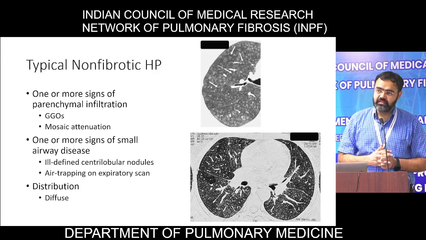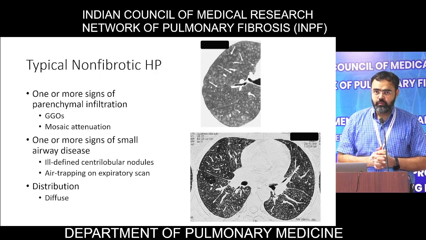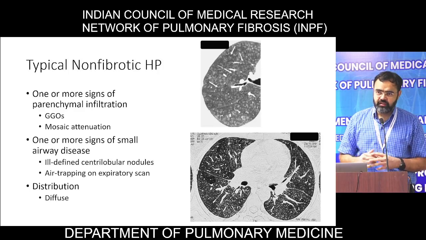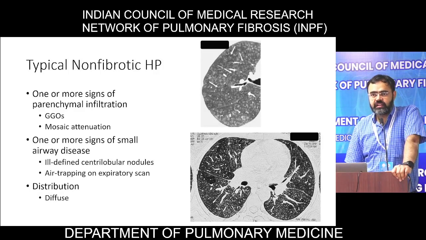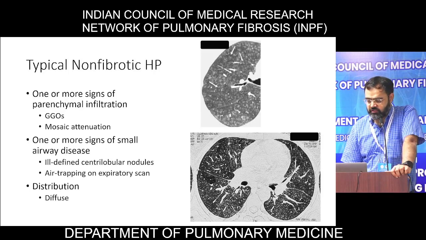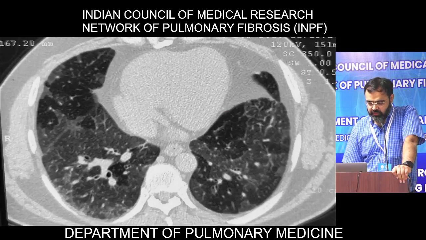When these small bronchioles around which there is inflammation slowly go into more fibrosis and more constriction, then this kind of air trapping would develop, especially seen on expiratory scans. And the distribution in these cases is mostly diffuse. So subacute or non-fibrotic HP is a diffusely involving lung disease, or sometimes it may even be lower lobe predominant.